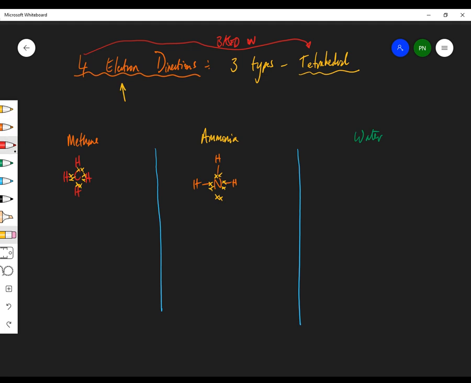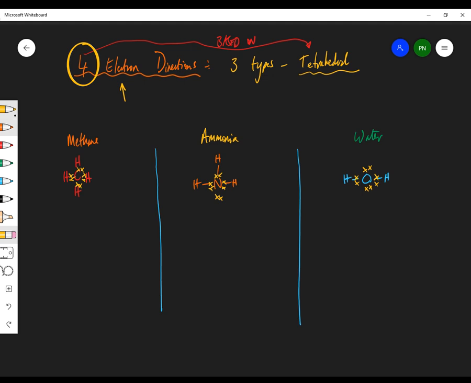Now, what's water look like? Water is going to be a central oxygen, a hydrogen here, and a hydrogen here. Where are the electrons? 2 electrons there, 2 electrons there. But oxygen has 2 lone pairs of electrons, so it still has 4 electron directions. So all of these shapes are all based on tetrahedra.